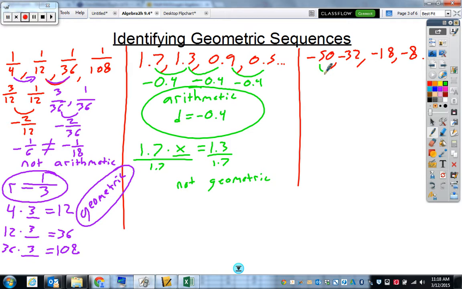Well, to go from 50 to 32, I'm going to add negative 18. To go from 32 to 18, I'm going to add negative 14. And from 18 to 8, I'm going to add negative 10. So not arithmetic.